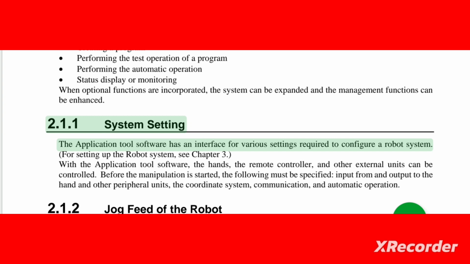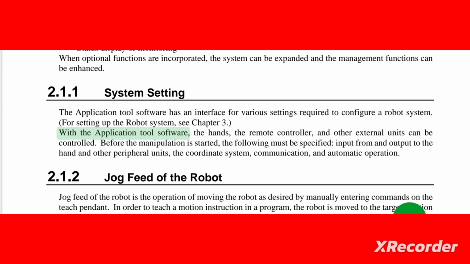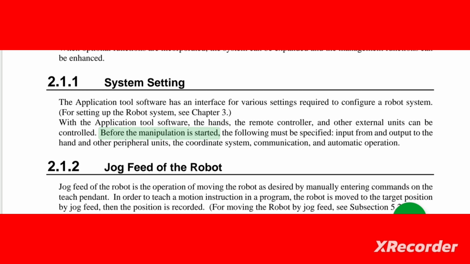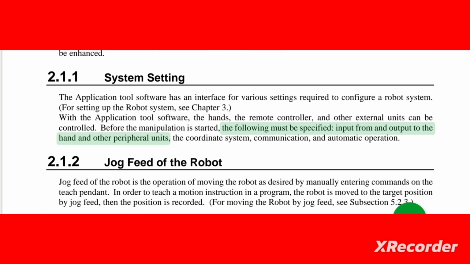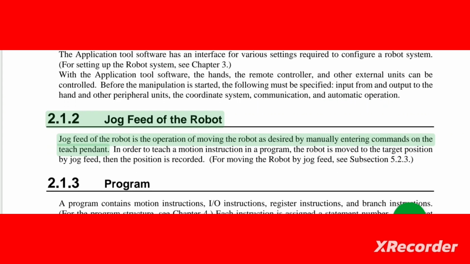2.1.1 System setting. The application tool software has an interface for various settings required to configure a robot system. For setting up the robot system, see Chapter 3. With the application tool software, the hands, the remote controller, and other external units can be controlled. Before the manipulation is started, the following must be specified: input from and output to the hand and other peripheral units, the coordinate system, communication, and automatic operation.